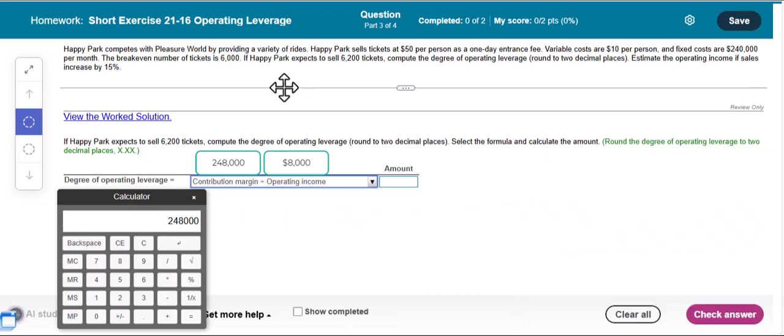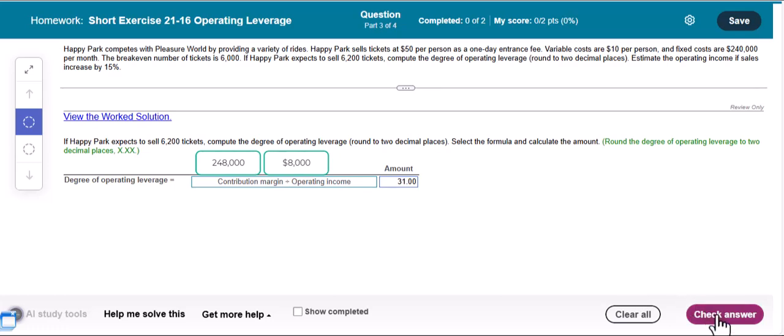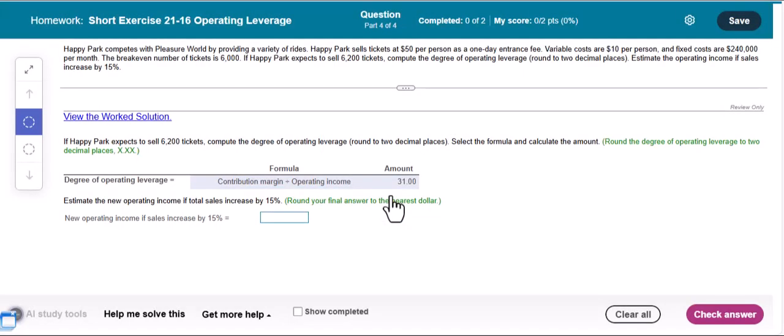So next we finally get to calculate our degree of operating leverage. We already have contribution margin here for 248,000 in our calculator, and then we'll divide it by that operating income of 8,000 we calculated a little earlier here. So that is going to give us 31 for the degree of operating leverage. So let's go ahead and check our answer. Fantastic.